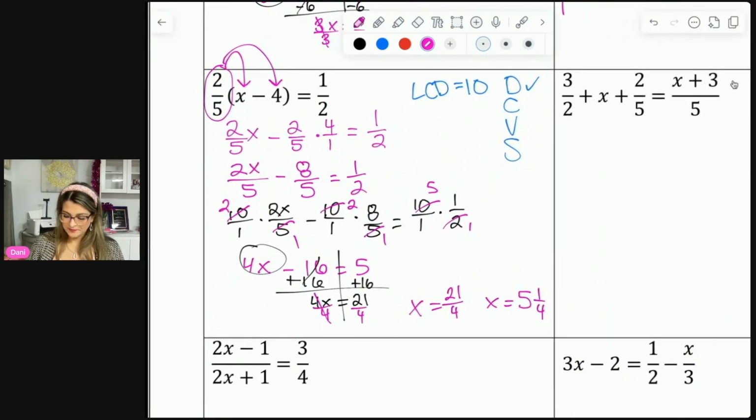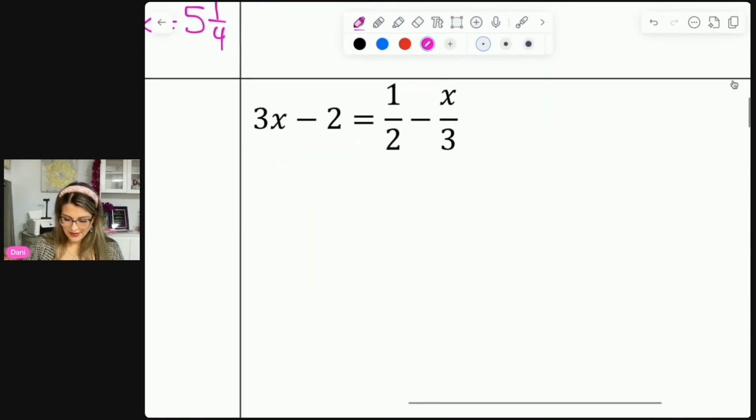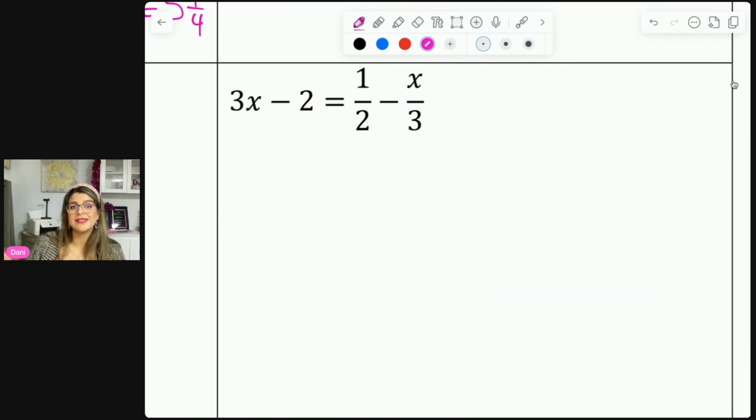All right. Let's do one more. All right, because this one has some fraction pieces and some not fraction pieces. So that's really fun. Okay.